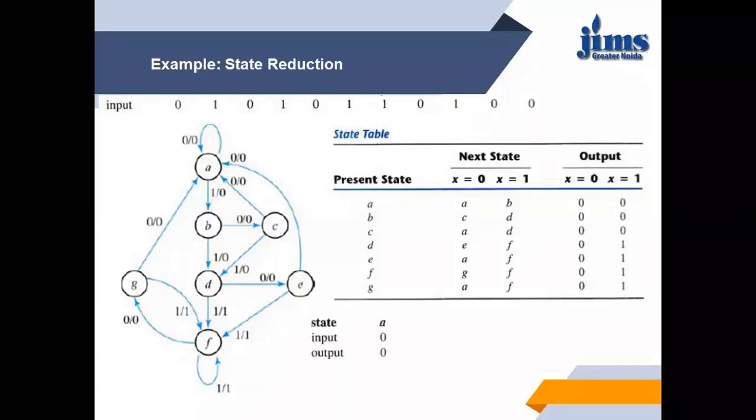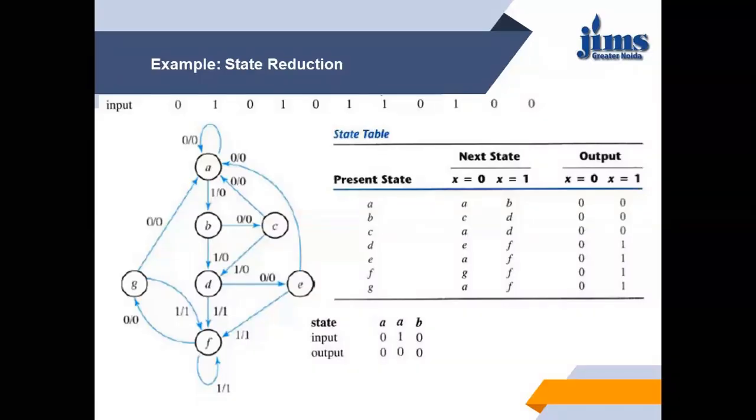So let us start. Suppose the machine is in state A. The first input is 0. With A, if the input is 0, the output is 0 and the next state is A. Now with A, the next input is 1. If the input is 1 and the present state is A, then the next state is B and the output is 0. So I have noted down that the output is 0 and the next state is B.